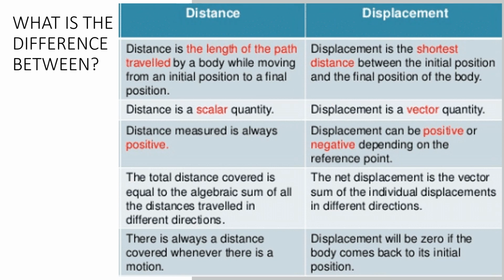What is the difference between the distance and displacement? Take note that the distance consider as the length of the path traveled, but displacement ito yung shortest distance. But in distance class, the body will moving from initial position to a final position, while in displacement, it is between the initial position and the final position of the body. Take note, distance is the scalar quantity, and displacement is the vector quantity. Distance measure is always positive, and displacements can be measured as positive or negative depending on the reference point.